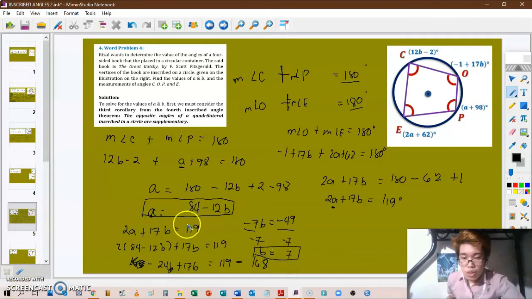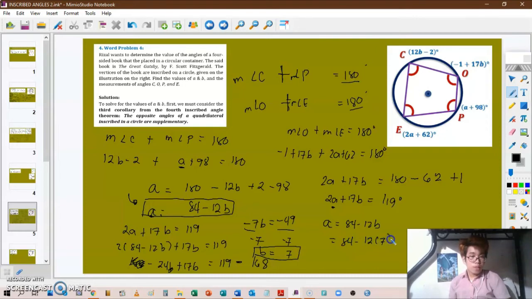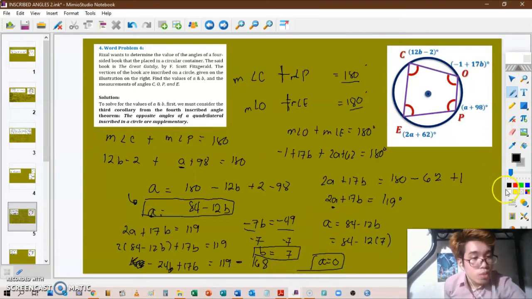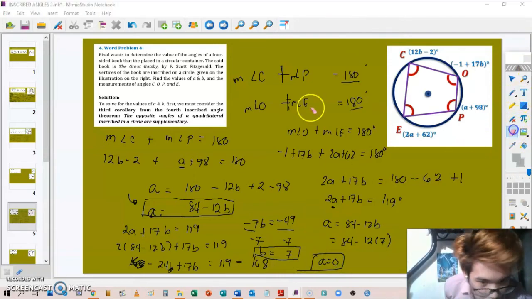To solve for the value of A, we simply substitute the value of B, which is 7, into the first equation that we have here. A is equal to 84 minus 12B. So this is equal to 84 minus 12 times 7, which is simply 84 minus 84. Therefore, the value of A is equal to 0.